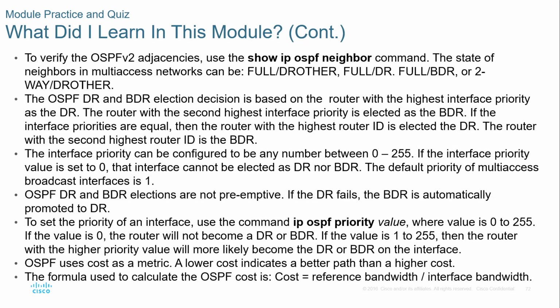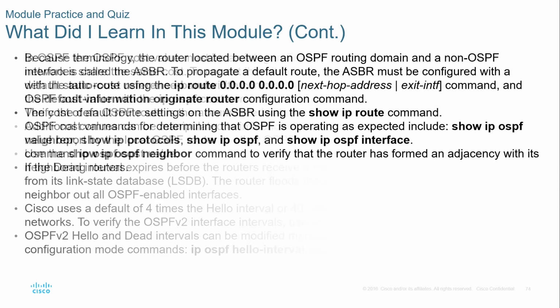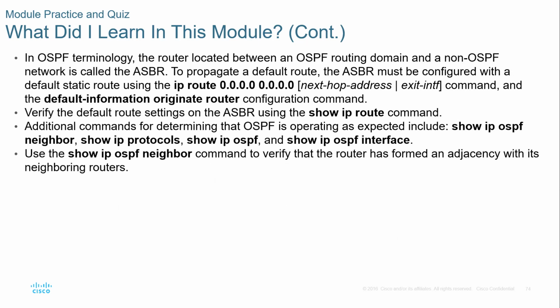We learned about point-to-point and multi-access networks. We learned about priority values and setting up router IDs. We looked at costs and interface costs, as well as modification of our hello and dead timer intervals. We learned about basic OSPF, and we learned about our route propagation.